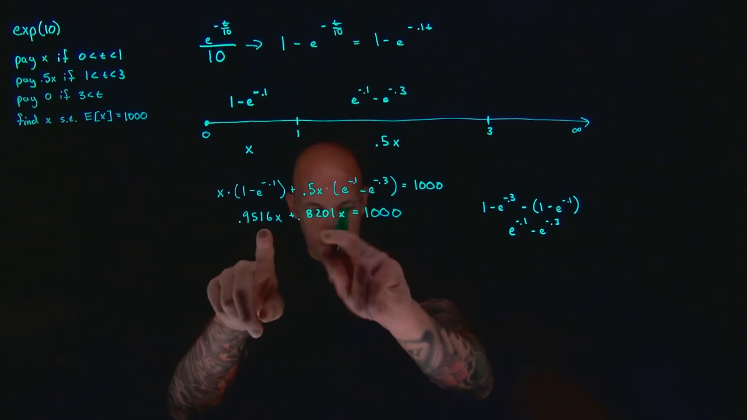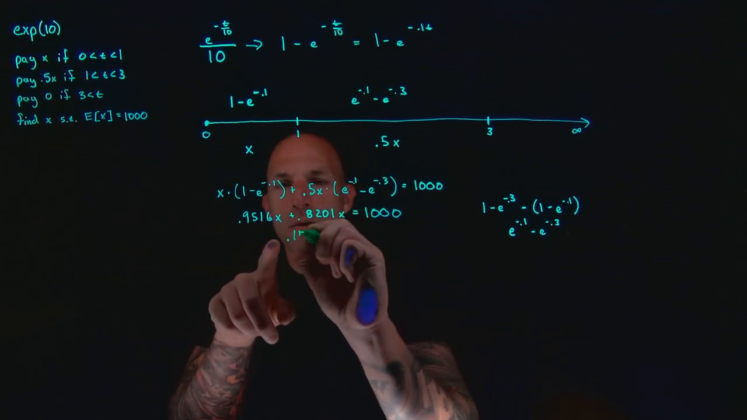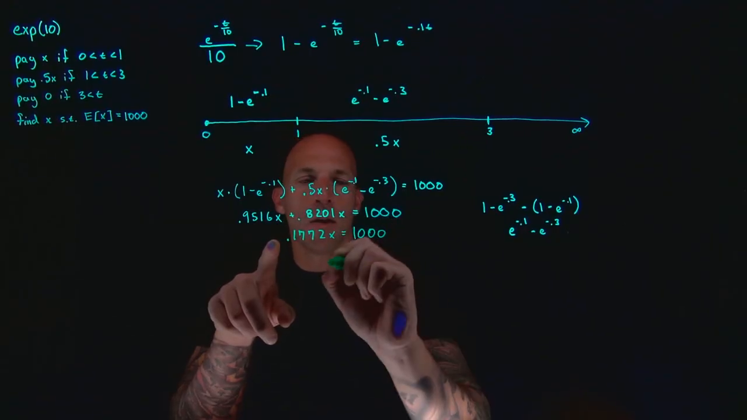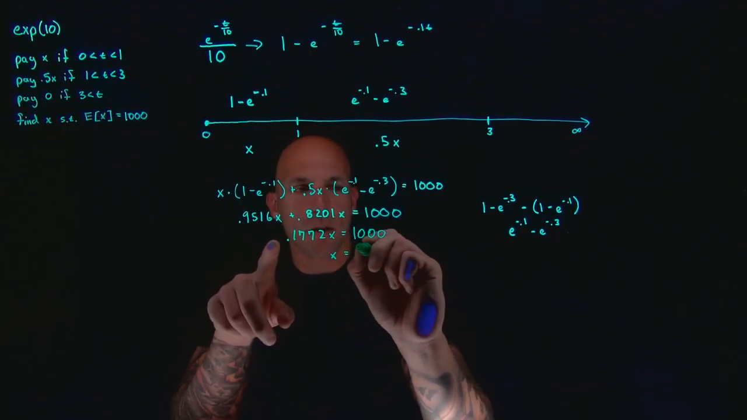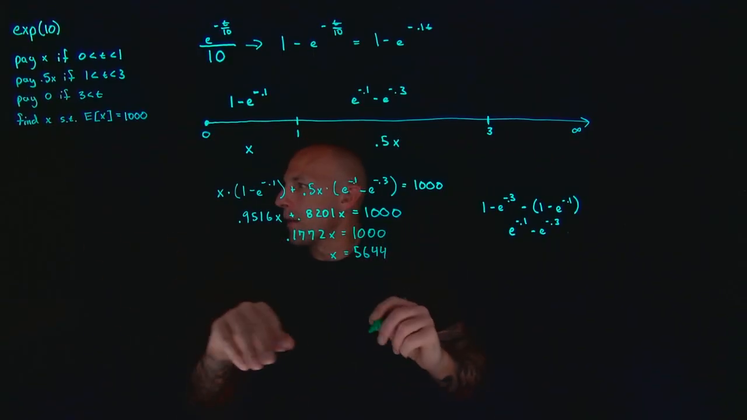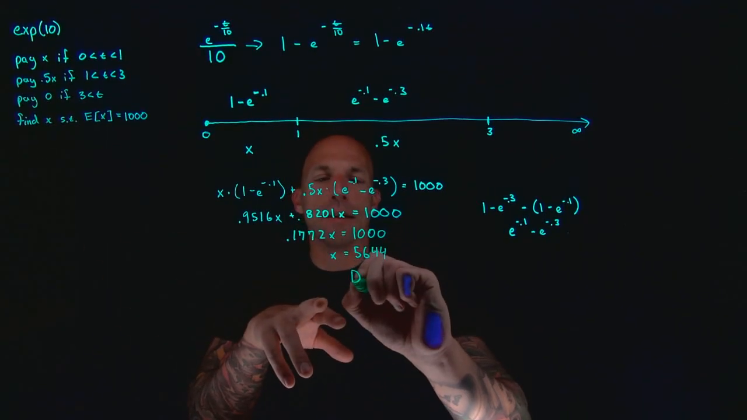So we combine like terms, and we get 0.1772x is equal to 1,000. Do the division, and x is 5644. So the final answer here is D.